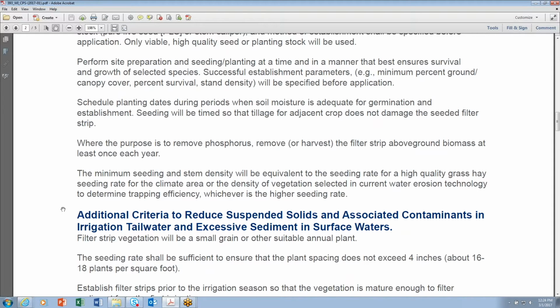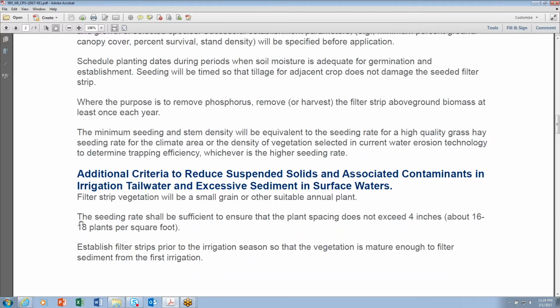The minimum seeding and stem density will be equivalent to the seeding rate for a high quality grass hay seeding rate for the climate area. Basically what we want to do is just really pay attention to that 342 standard to help you decide what we're going to do with that seed mix.